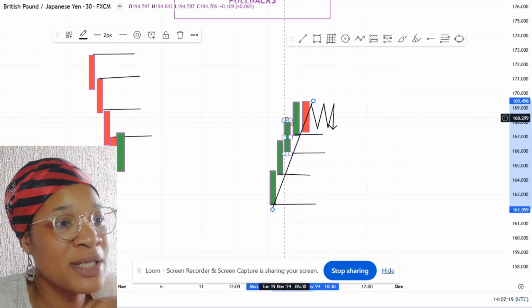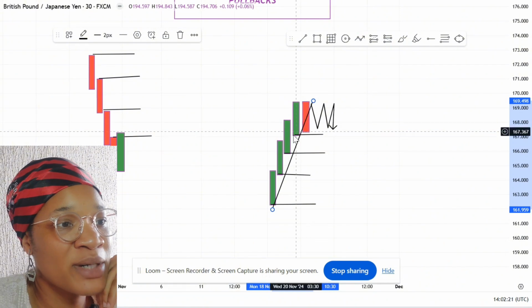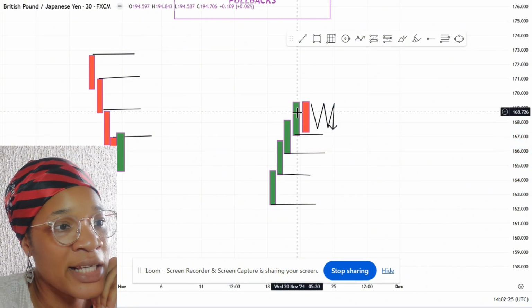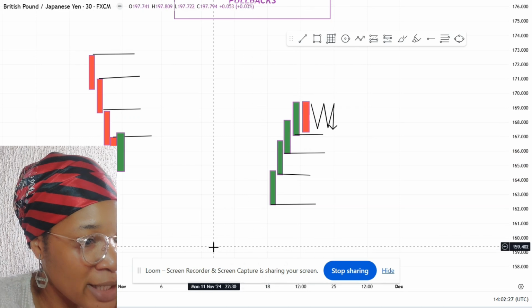So it may just be that price is just giving sideways movement. It's not taking out, let me take this away. It's not taking out, this is in an uptrend now.